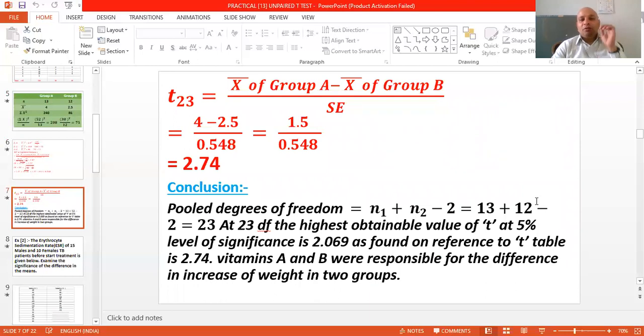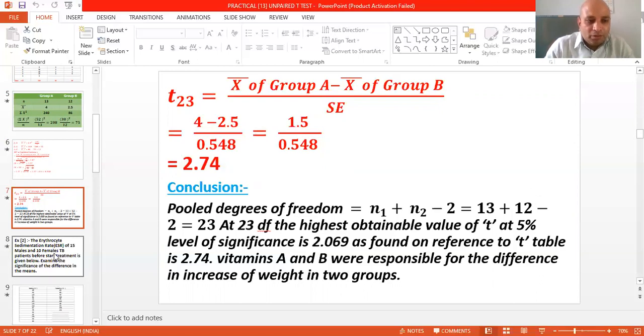Then conclusion: pooled degrees of freedom is equal to n1 plus n2 minus 2, equal to 13 plus 12 minus 2, equal to 23 degrees of freedom. Then the highest obtainable value of t at 5% level of significance is 2.069 as found on reference to the table. Since 2.74 is greater, vitamin A and B were responsible for the difference in increase of weight in the two groups.